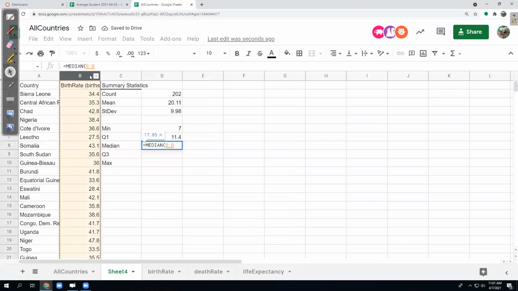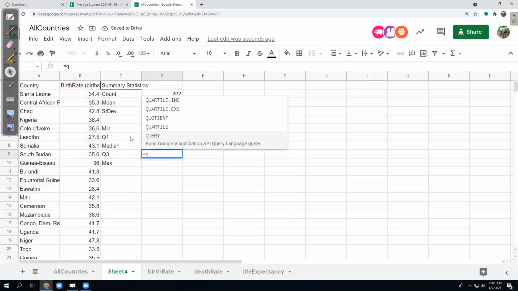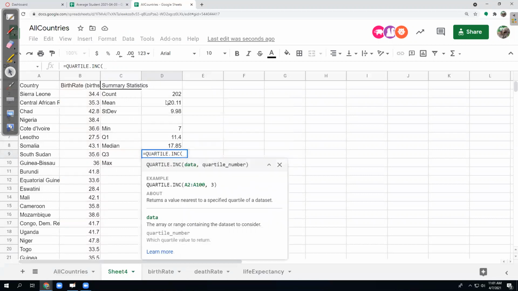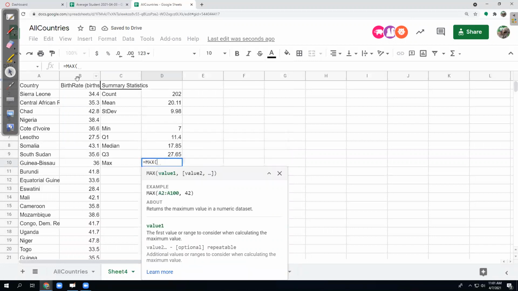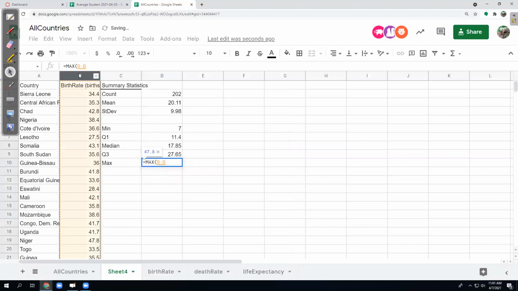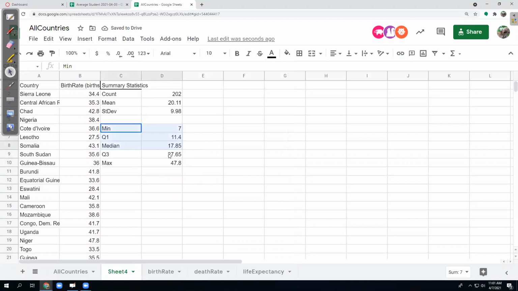Data. So remember, some of these commands need more than one piece of information. The quartile command, quartile inclusive, exclusive, or quartile, needs to know the data and which quartile you want. 3, and max is just max. So those are my summary statistics. We'll come back to this particular one and look at those guys there.